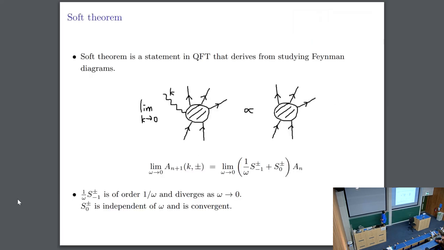So soft theorem. What is a soft theorem? It's a statement in QFT that derives from studying Feynman diagrams. So you have in gauge theory an amplitude with an external soft photon or graviton. You take the limit as the energy goes to 0, and you have a factorization of the amplitude times something called the soft factor. There's a leading term that is divergent in the soft energy scale, and then a follow-up is an independent term that is convergent. So this is the soft theorem.